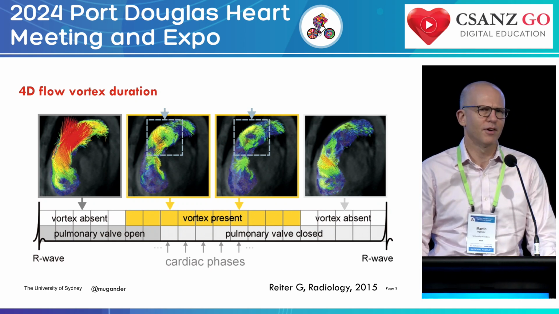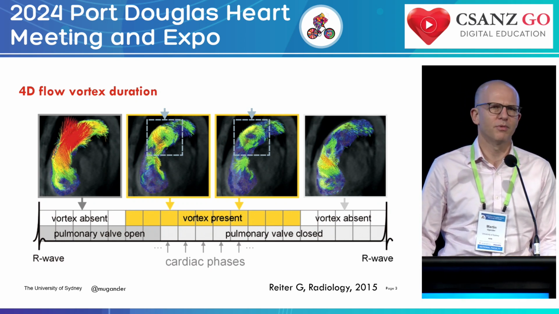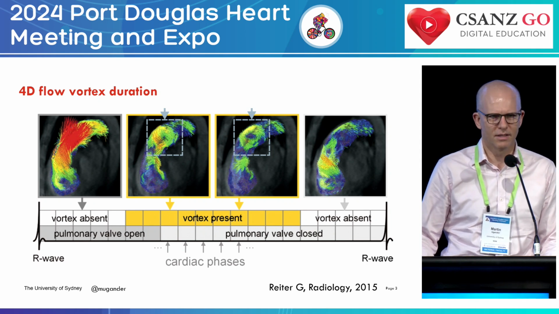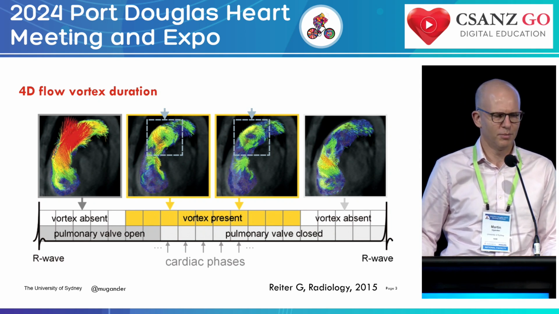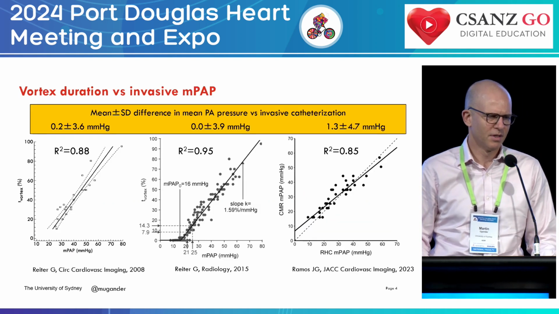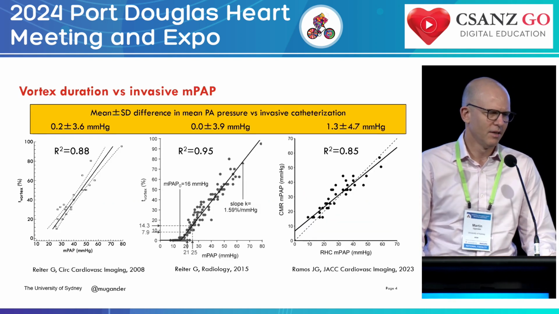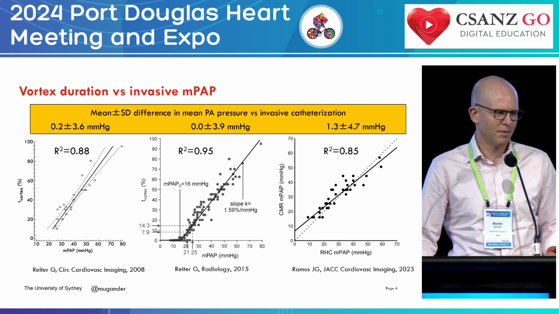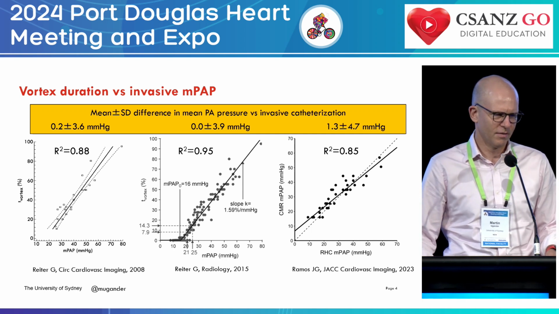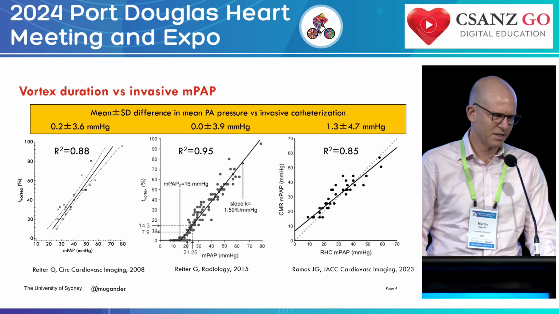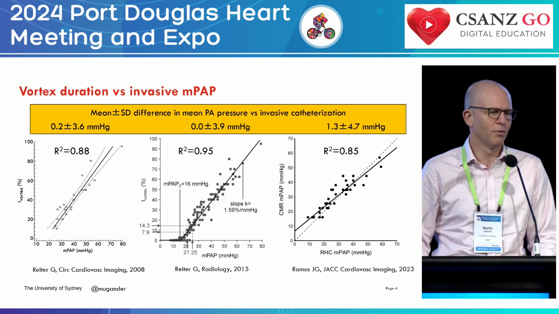The number of time frames that a vortex is present in the main pulmonary artery is ridiculously directly proportional to mean PA pressure. And that has now been established many times. Initially in 2008, we see on the far left the vortex time as percent of the cardiac cycle on the vertical axis versus the horizontal axis of mean PA pressure, an R squared of 0.88.